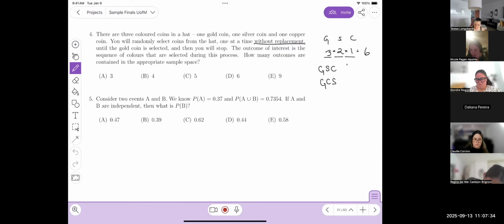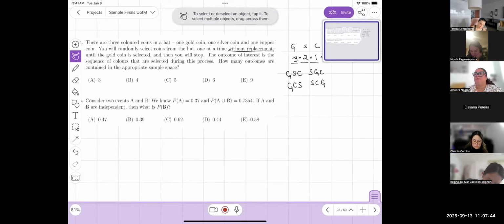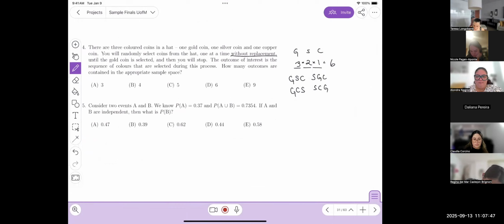If I pick silver first, it can be silver, gold, and copper, or silver, copper, and gold. How many of you guys are on the right track or understanding it properly? Copper could be copper and gold and silver, and copper and silver and gold. Those are the 6. That's what without replacement means.